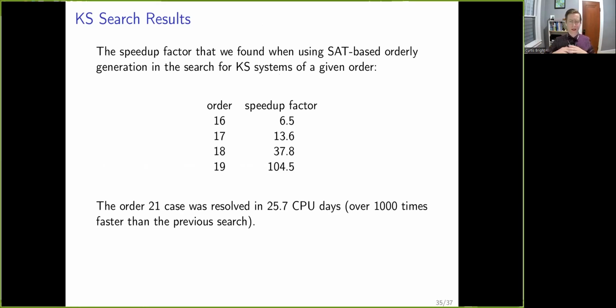So what are the results for the KS system search? The idea is you look for KS graphs of order 16, 17, 18, 19, 20, and the search space is increasing. Order 16 runs in about a second, 17 in a minute, 18 in an hour, 19 in a day, sort of thing. But the speedup also seems to be growing exponentially. And this is what you'd expect, because as the search space increases, the number of isomorphisms in the space is also increasing. So if you can block those isomorphisms effectively, you're going to get a nice exponential speedup. And this is what we observed.